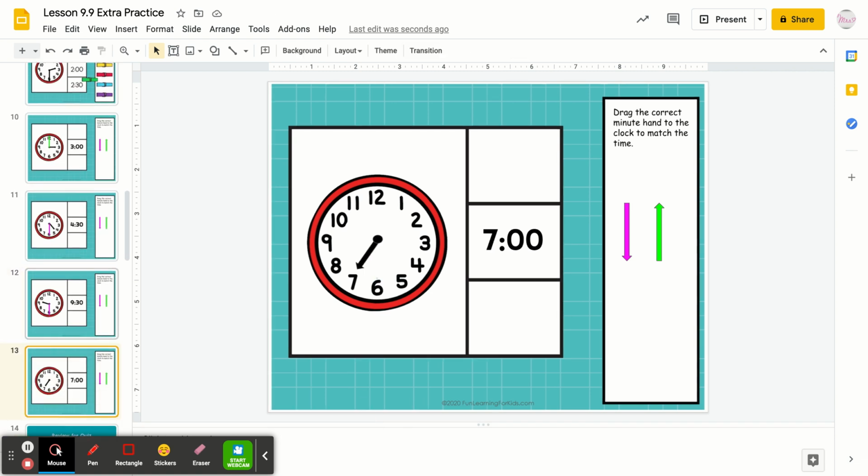All right, last one. 7 o'clock. Which arrow do I need? Where does the minute hand point for o'clock? Yeah, the green one. Up here at the 12. O'clock always goes to the top.